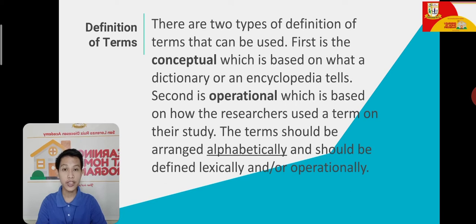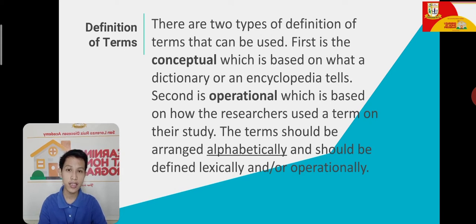Next one is the operational definition. Okay, it is the definition based on how you have used the terms in your study. Kung paano nyo ginamit yung isang term or yung mga phrase or words sa inyong study. Okay? So yun kasi ay iba sa conceptual kung paano nyo ginamit. Okay? And the terms should be arranged alphabetically.